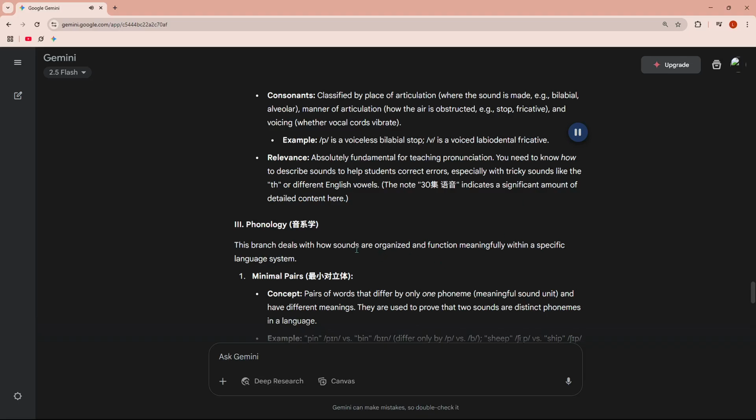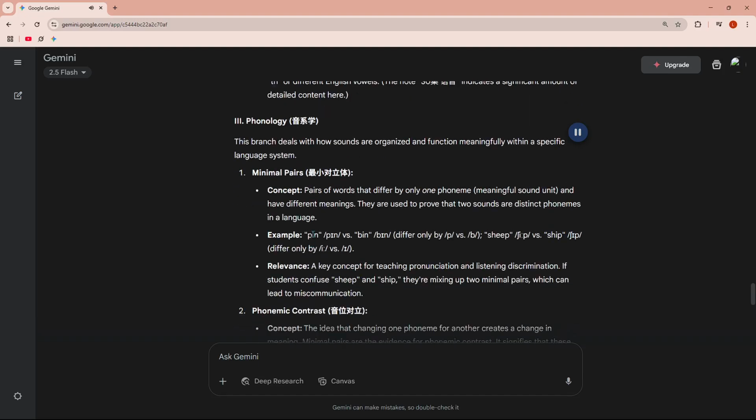3. Phonology, Yin Shi Shui. This branch deals with how sounds are organized and function meaningfully within a specific language system. 1. Minimal pairs, Zui Xiao Dui Li Ti. Concept. Pairs of words that differ by only one phoneme, a meaningful sound unit, and have different meanings. They are used to prove that two sounds are distinct phonemes in a language.